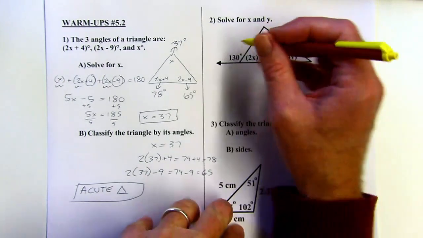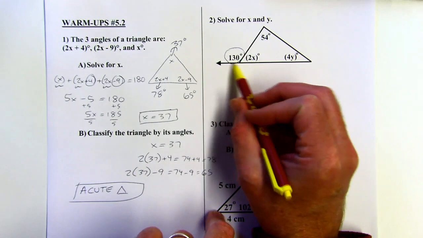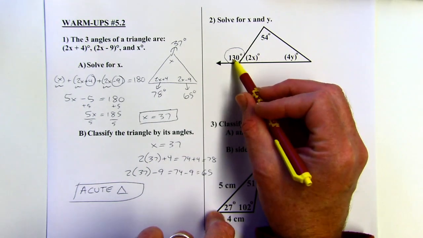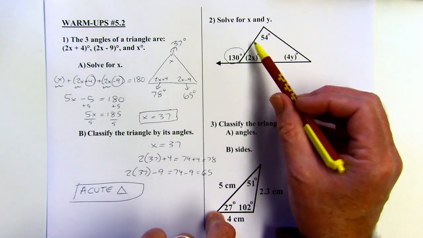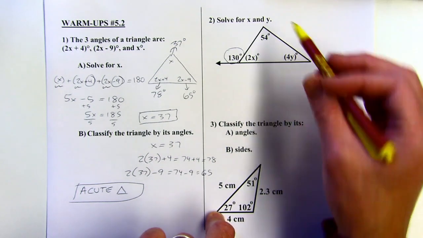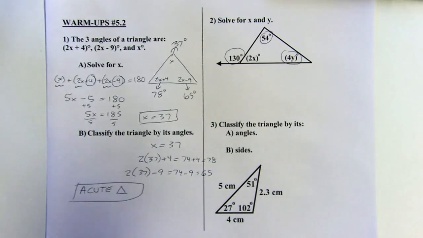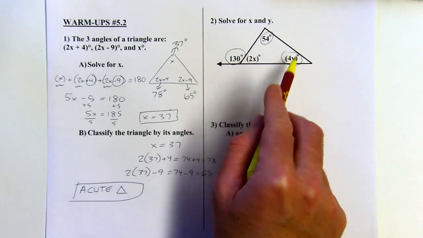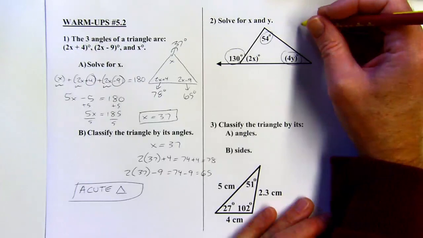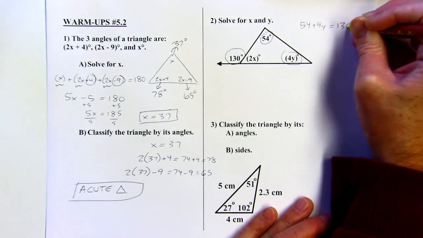Another thing you can do, this is an exterior angle. It's on the outside of the triangle. It's created by extending one of the sides. And if you look at the angles on the inside, the 2x angle is close to that one, but the other two angles are farther away from the 130. So these are called remote interior angles. And the remote interior angle sum theorem tells me that the sum of these two remote interior angles is going to be equal to 130. So I can also say 54 plus 4y is going to equal 130.